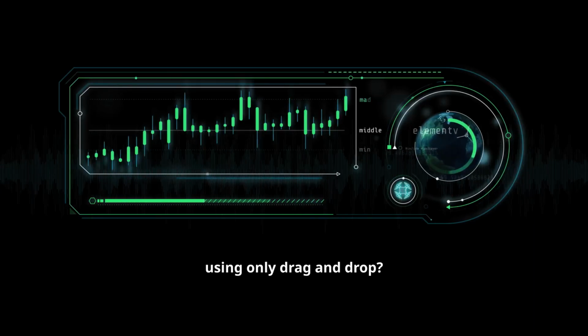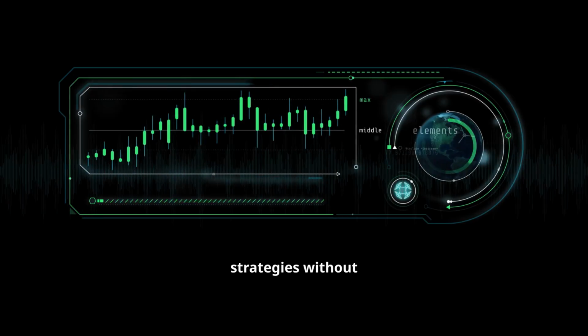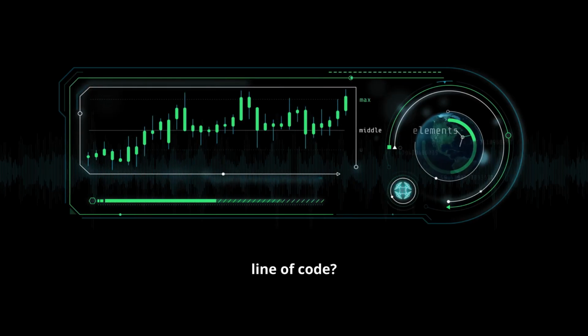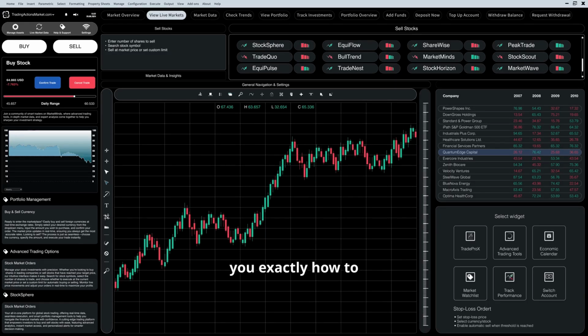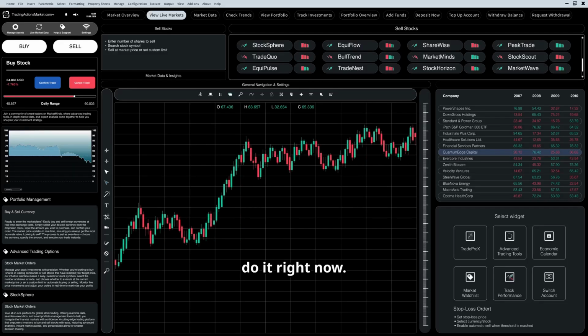What if you could build and deploy a live trading bot that bets on market volatility, using only drag and drop? What if you could turn your trading ideas into automated strategies without writing a single line of code? Today, I'm going to show you exactly how to go from zero to a fully functional trading bot, and we're going to do it right now.